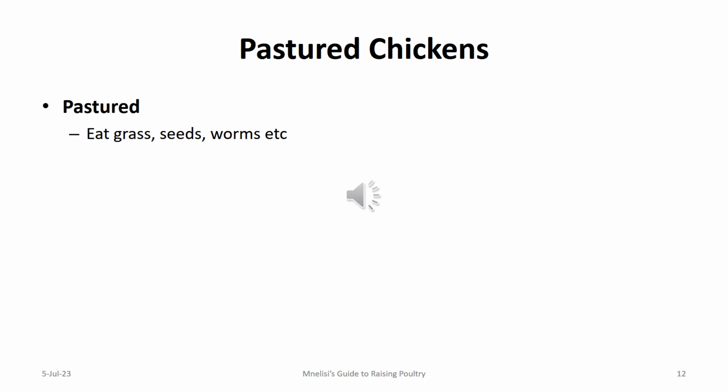Pastured chickens. These are chickens that are fed with grass. Also, they do access seeds and worms. These chickens are taken out to the field just like cattle.